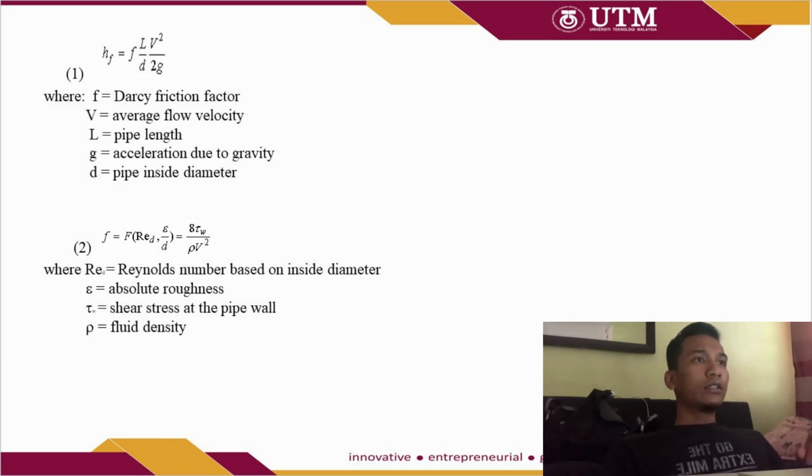F is Darcy friction factor, V is average flow velocity, L is pipe length, g is acceleration due to gravity, D is pipe inside diameter. For the second equation, Re is Reynolds number based on inside diameter, then absolute roughness, then shear stress at the pipe wall, and the last one is rho, which is fluid density.